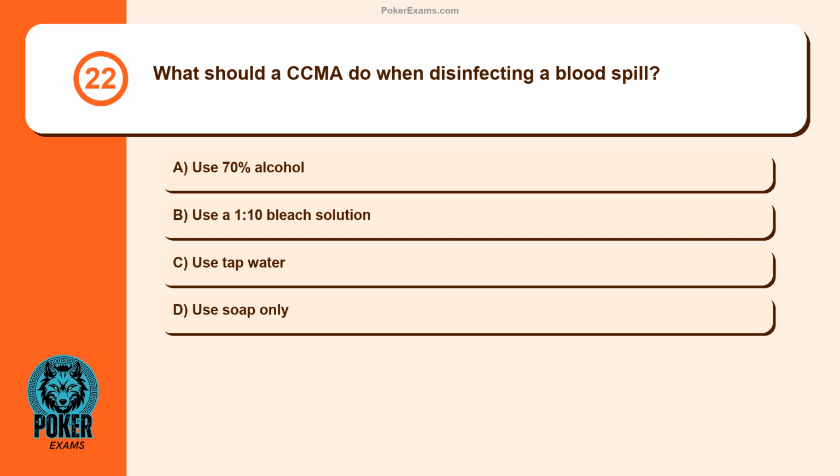Question 22. What should a CCMA do when disinfecting a blood spill? Use 70% alcohol. Use a 1:10 bleach solution. Use tap water. Use soap only.